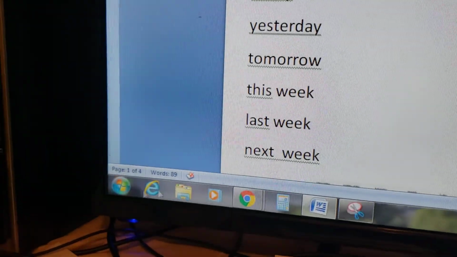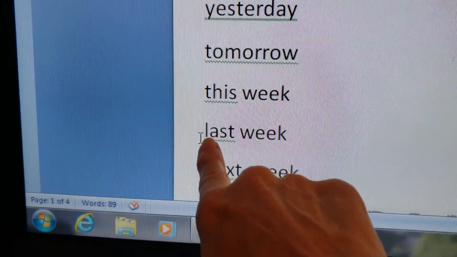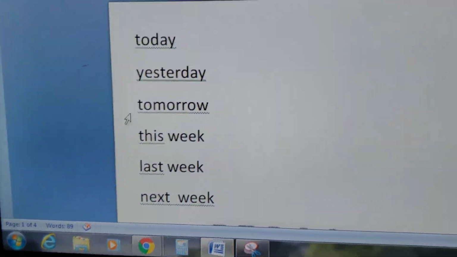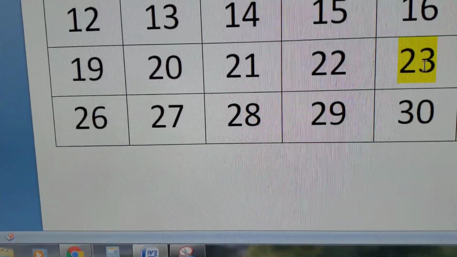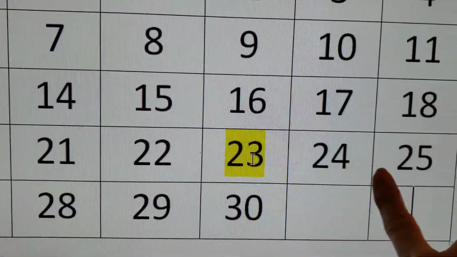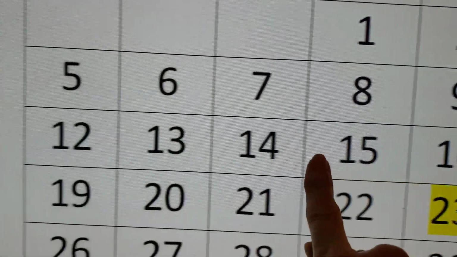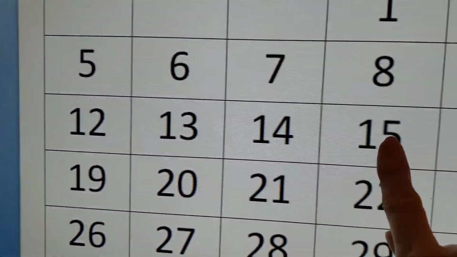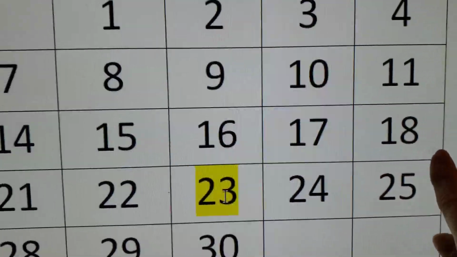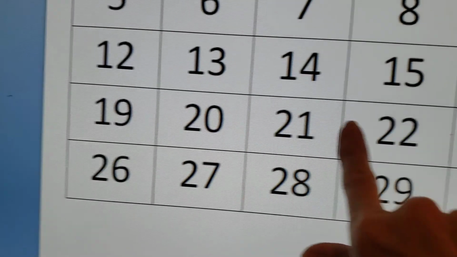If we look at our next phrase, we've got last week. Last week already happened. So it's the week before this week. So if this is our present week, then this week right here is last week. This is already past. Okay, that's in the past. It's the week that happened before our present week.